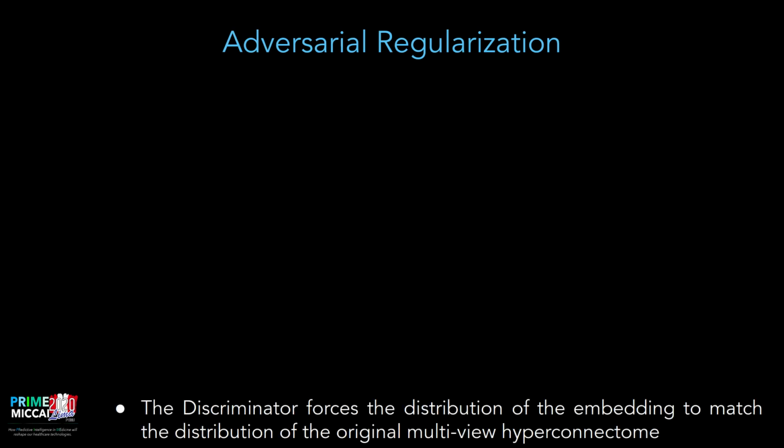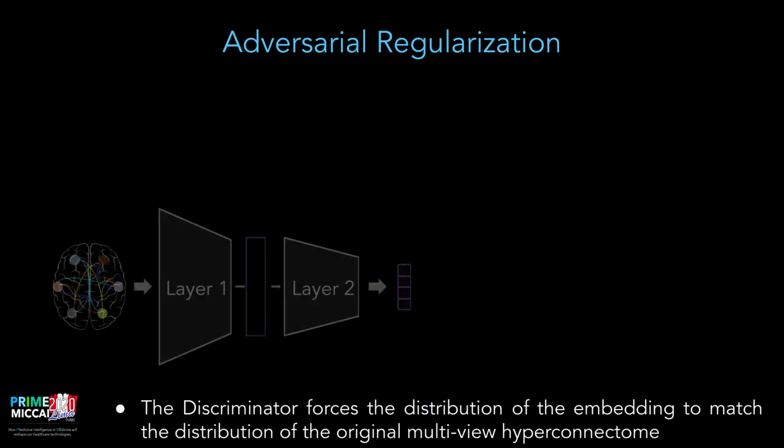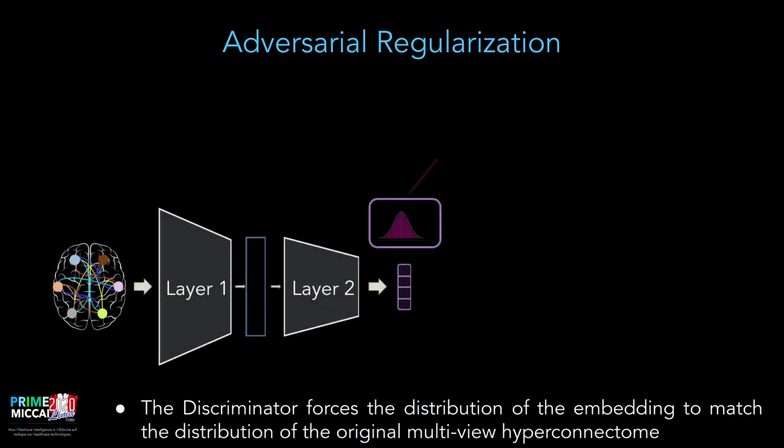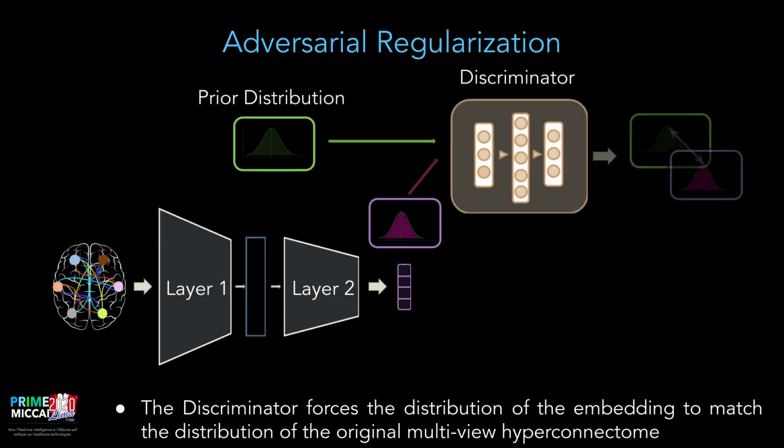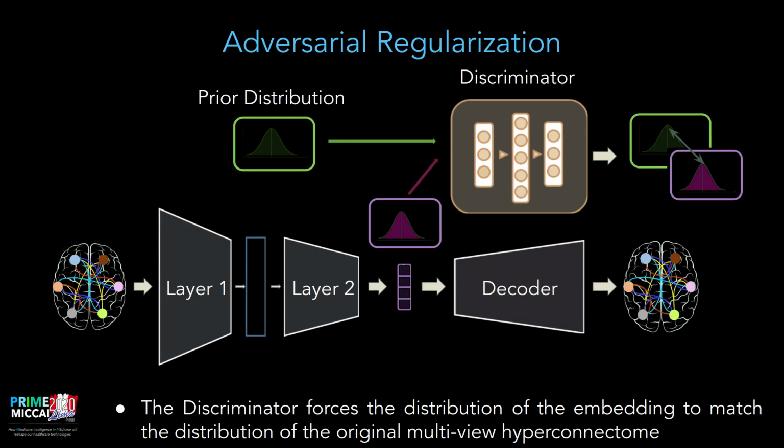Inspired by generative adversarial networks, we utilize a discriminator model in our architecture to force the distribution of the embedding to match the distribution of the original multi-view hyperconnectome. Specifically, we input the original hyperconnectome distribution and the latent embedding to the discriminator, which aligns their distributions.